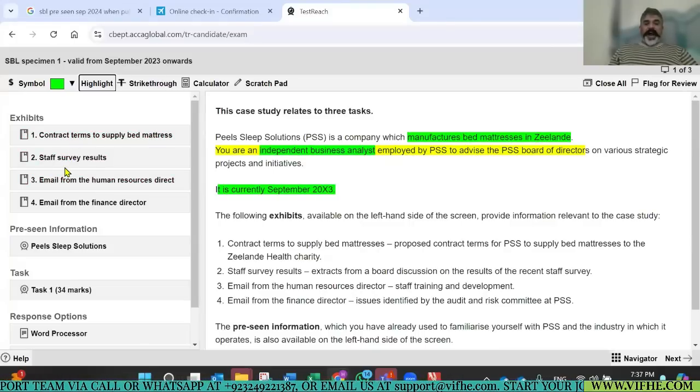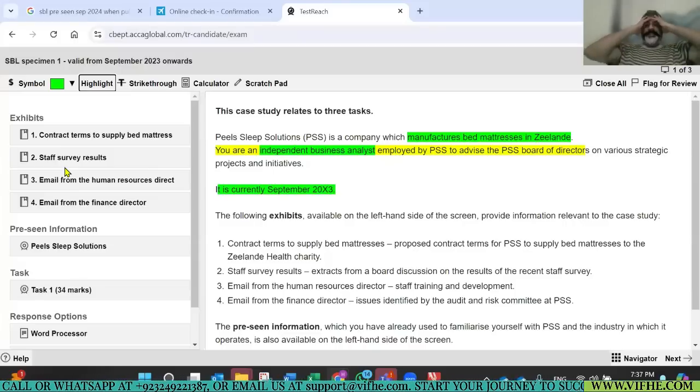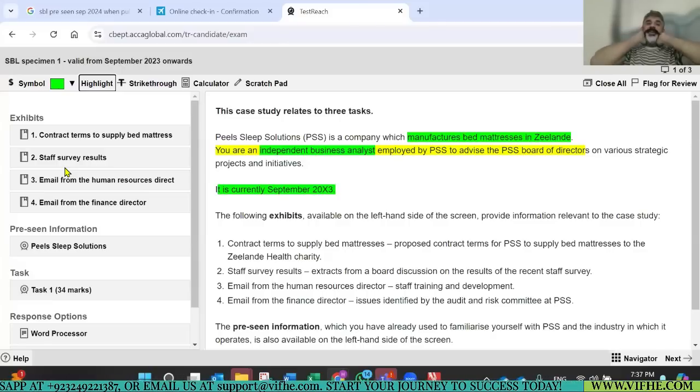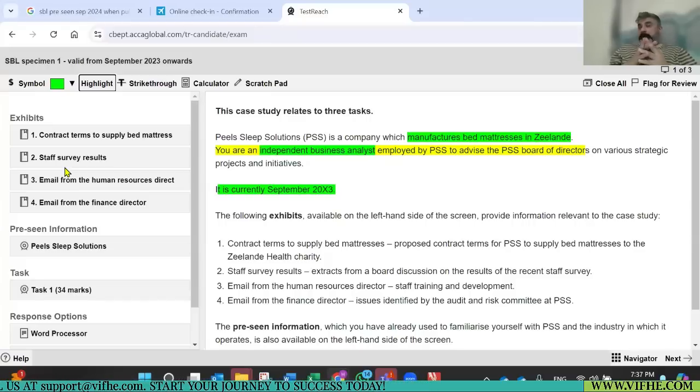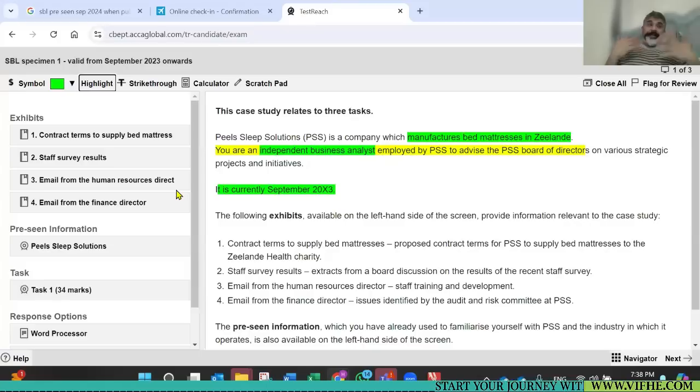The second exhibit is staff survey result. As the name says, it will tell us information about a staff survey which was done. So probably there will be a question on the staff survey, or a question on staffing issues or an HR related question. The third one is an email from the human resource director. Again, as the name says, it must be something to do with staff or human resources, like training or turnover, anything to do with staff.